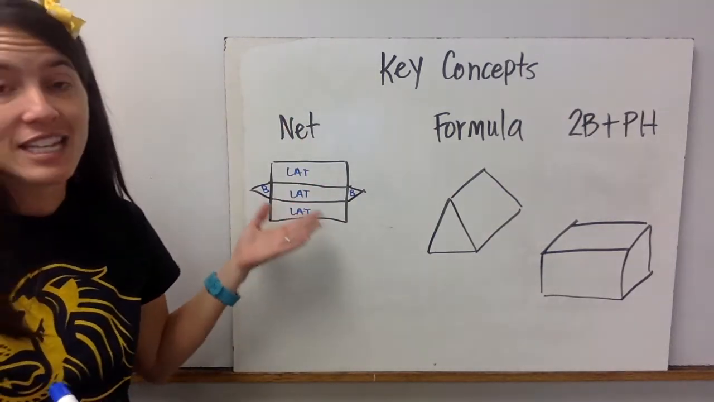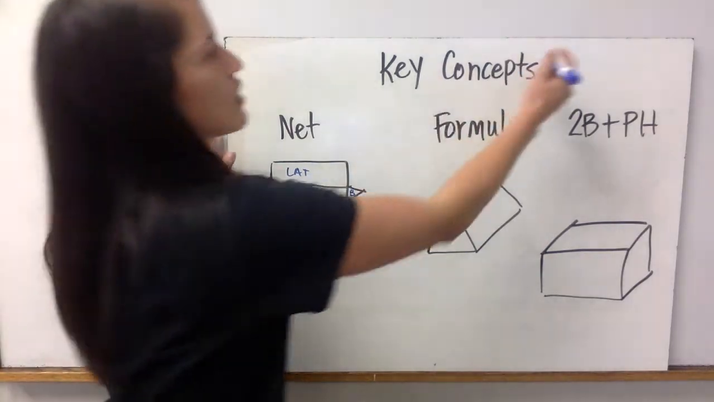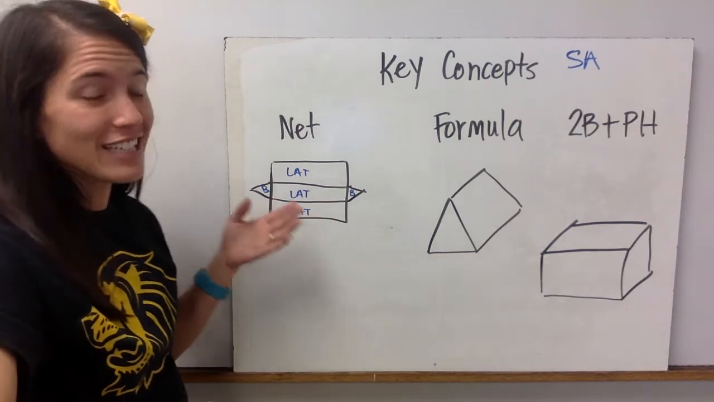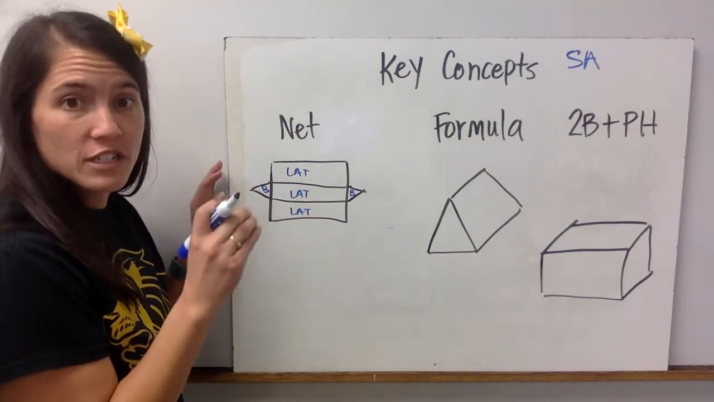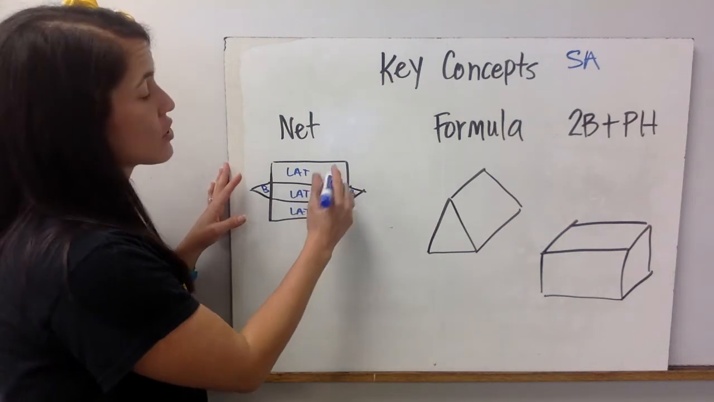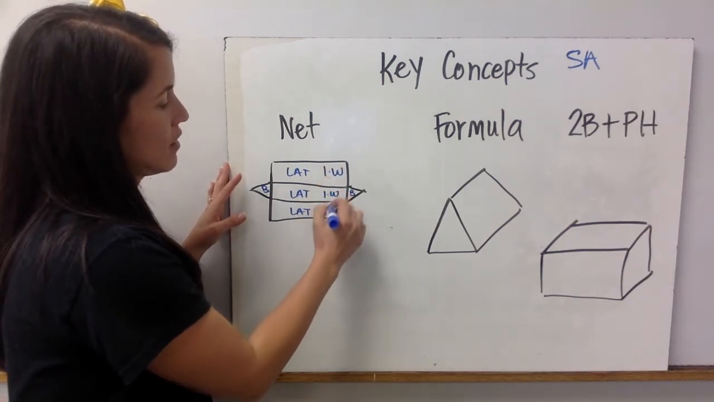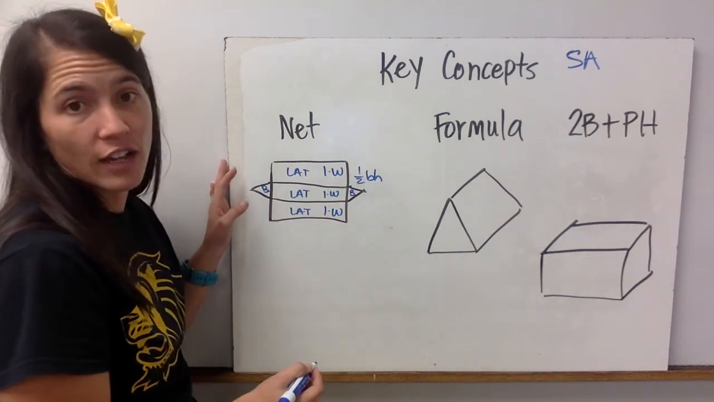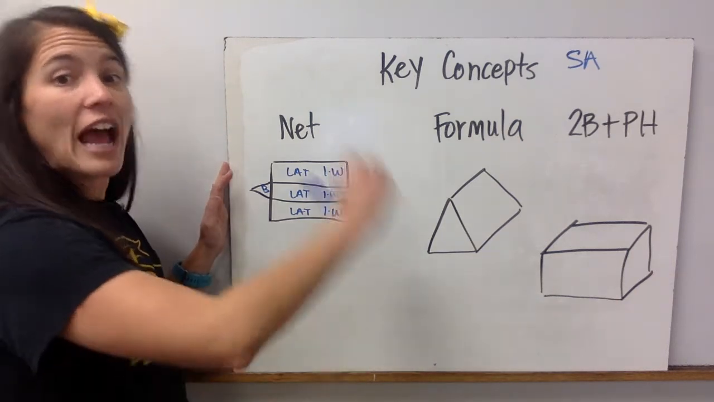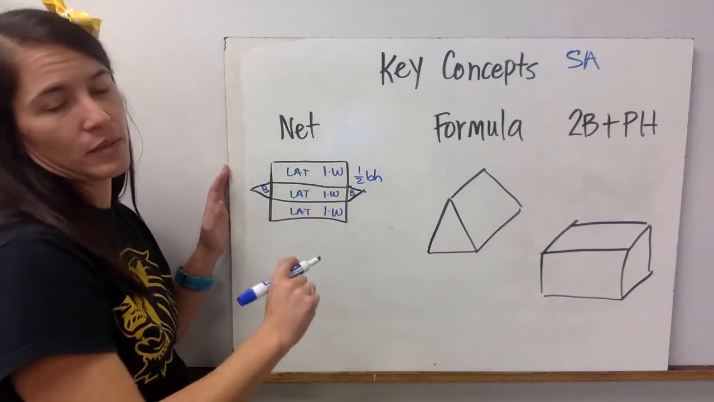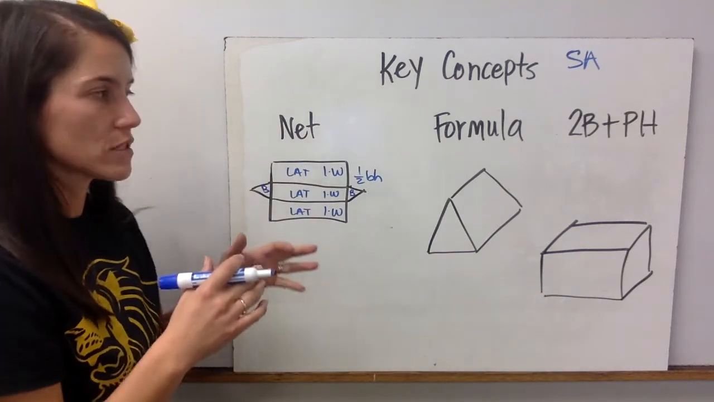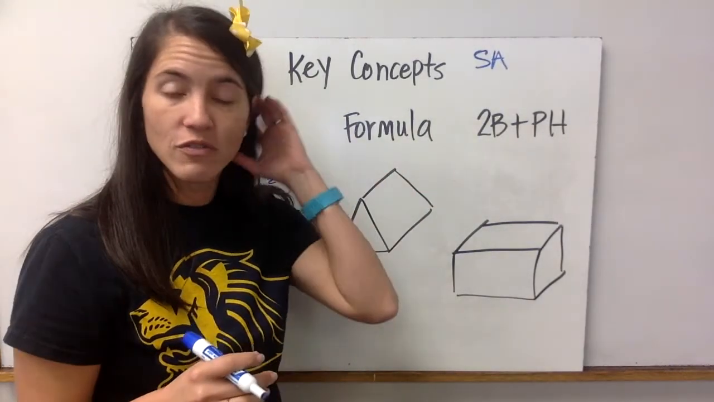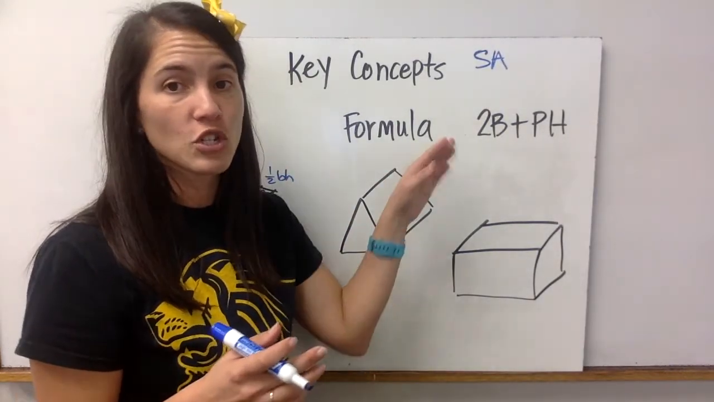If you wanted to find your surface area using a net, you would find the area of all the individual pieces. So this is a rectangle, so you would do length times width. And if this is a triangle, you would do the area of a triangle, 1/2 base times height. And you would add all this together to find the surface area, because the surface area is the area all around. But if you don't have the net and you just have a shape, I would recommend you use the formula. The formula for surface area is 2B plus Ph.